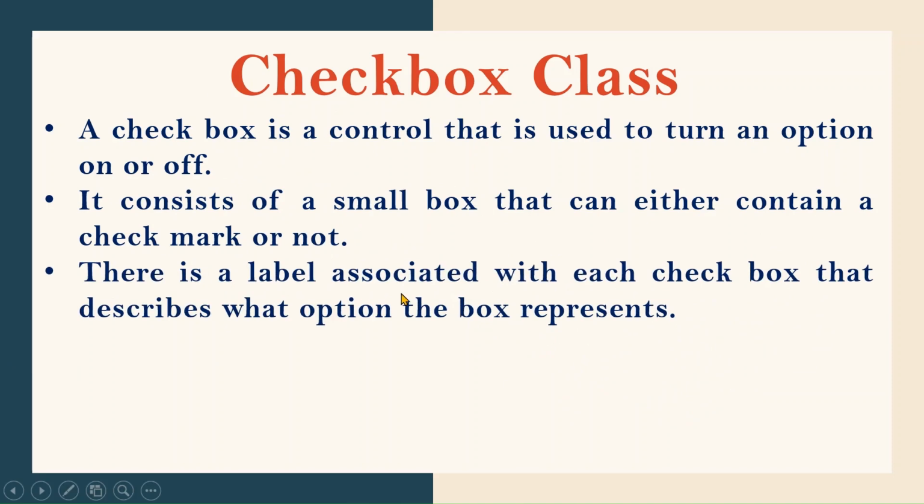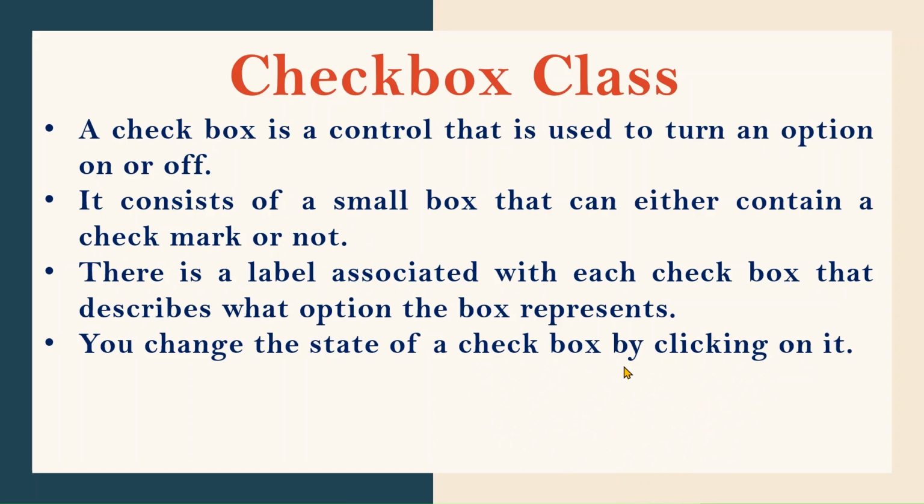There is a label associated with each checkbox that describes what option the box represents. Especially when you see any web application, you get something like hobbies. Select your hobbies. There you have multiple things like reading, writing, playing, or watching TV. So you have multiple options. Here the checkbox can work with multiple selection. Near every checkbox you have some label, so that we know that particular checkbox's purpose.